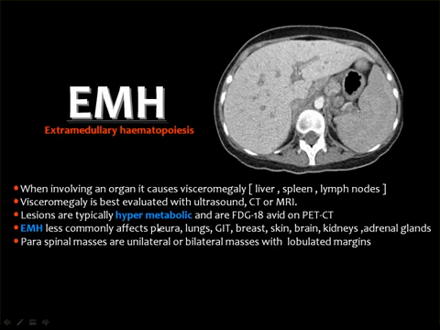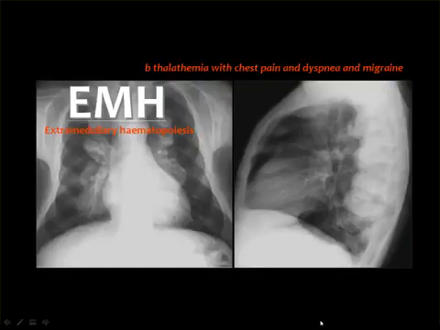The lesions are hypermetabolic if you perform a PET-CT scan. Extramedullary hematopoiesis less commonly affects the pleura, the lung, the gastrointestinal tract, the breast, the skin, brain, kidneys, and adrenal glands. But these are the common areas to be affected beside the skeleton. The paraspinal masses are either unilateral or bilateral with a characteristic lobulated margin.